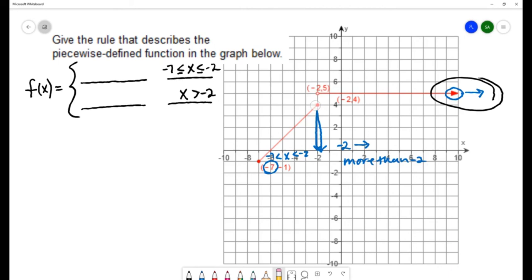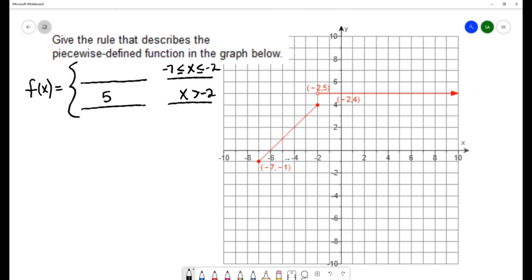So now that I have my conditions, I need to figure out what those equations are. The second one is a little bit easier because it's a horizontal line. And the equation of the horizontal line is y equals whatever that y value is. Notice all the y values on this line are all 5. So 5 is the equation. y equals 5, and we only write down the right-hand side in our piecewise defined function.